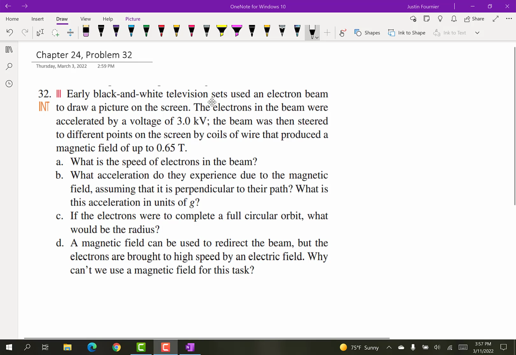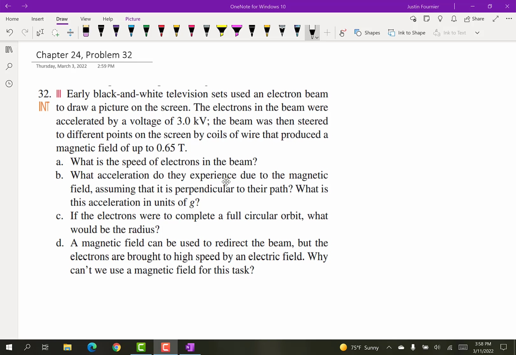Alright, I'll read it here. It says, early black and white television sets used an electron beam to draw a picture on the screen. The electrons in the beam were accelerated by a voltage of 3 kilovolts. This is actually very similar to the oscilloscope that I showed you guys in the demonstration a couple weeks ago. The beam was then steered to different points on the screen by coils of wire that produce a magnetic field of 0.65 Tesla. And then it says, what's the speed of the electrons in the beam?